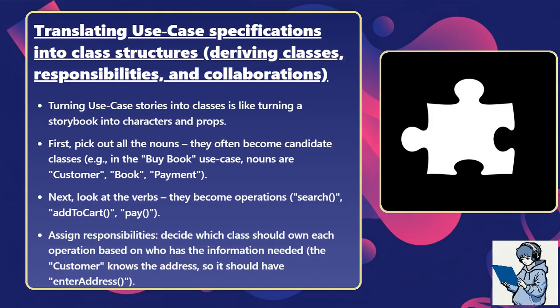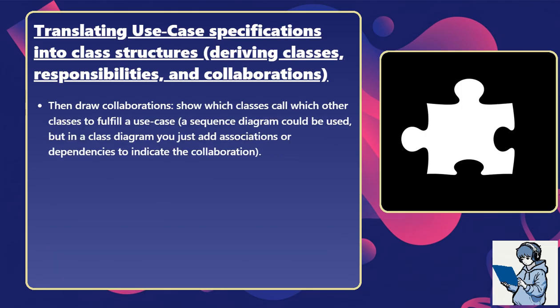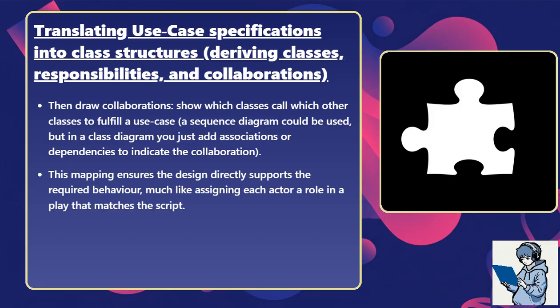Assign responsibilities. Decide which class should own each operation based on who has the information needed. The customer knows the address, so it should have enter address. Then draw collaborations. Show which classes call which other classes to fulfill a use case. A sequence diagram could be used, but in a class diagram, you just add associations or dependencies to indicate the collaboration. This mapping ensures the design directly supports the required behavior, much like assigning each actor a role in a play that matches the script.